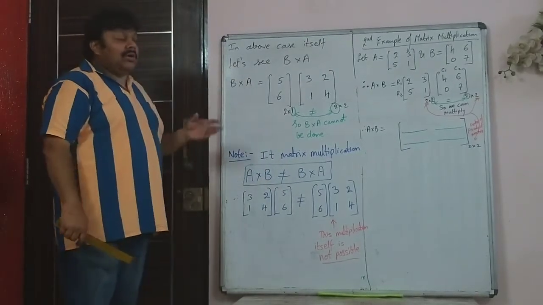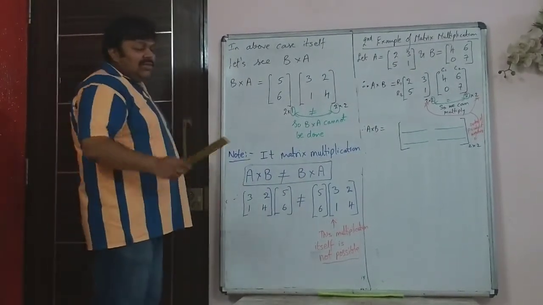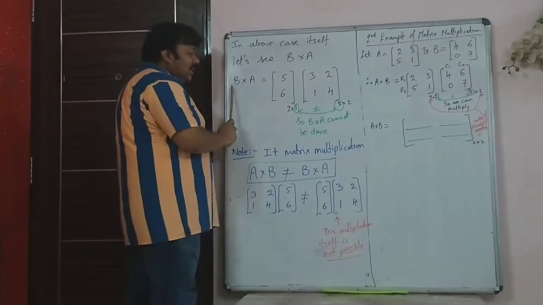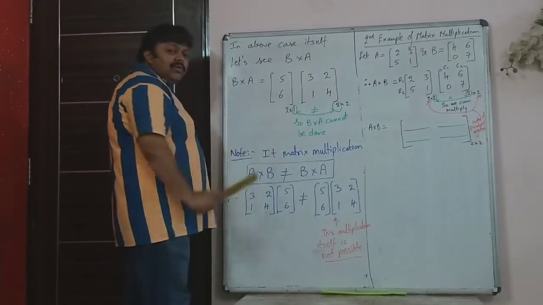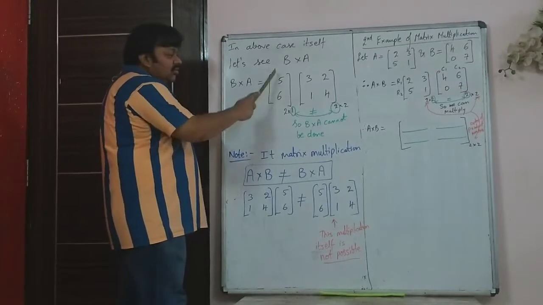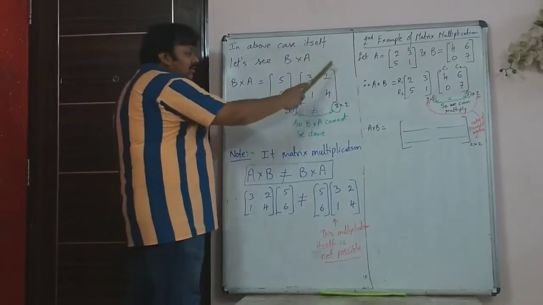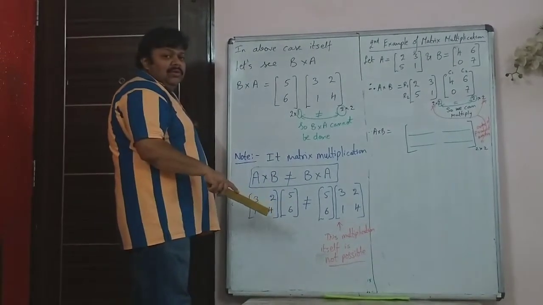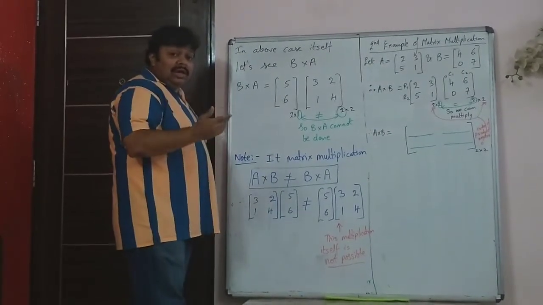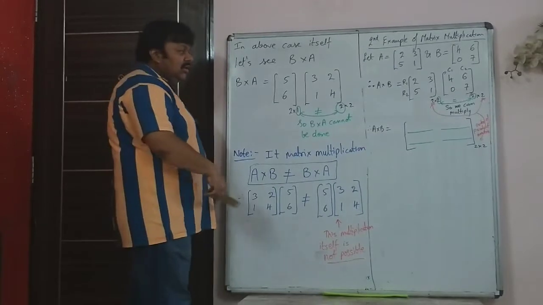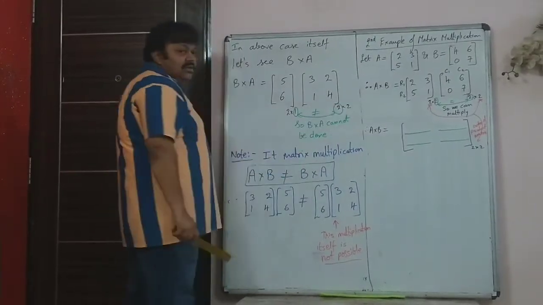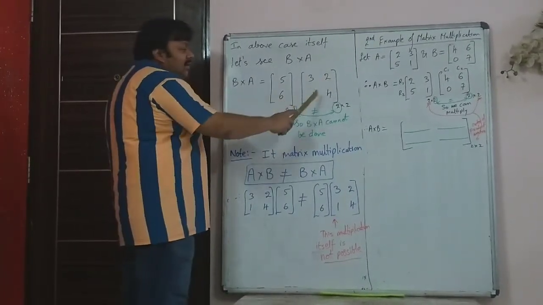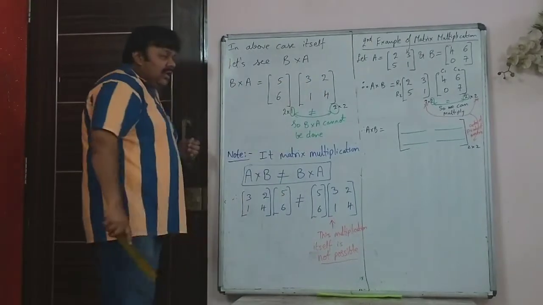Because if you change the order, like here, with the same previous example numbers I am considering, matrix B was 5, 6, a 2 into 1 matrix: 2 rows, 1 column. A is a 2 into 2 matrix, the very same matrix as the previous one in which we already did A into B. That only I am considering. So in this case there are 2 rows and 2 columns. Matrix A had 2 rows and 2 columns.